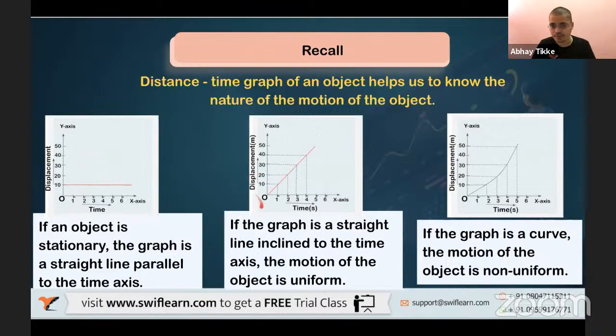Second case में देखो, this is the second case, right? So in this second case, what is happening? It's a straight line. That means it should be uniform. And in the third case, it is the curve. That means it should be non-uniform. Any doubts so far? Yes, yes, Dheeraj Kumar.